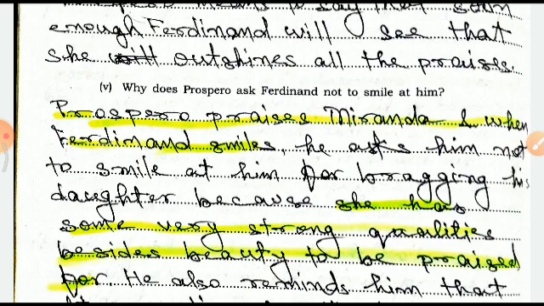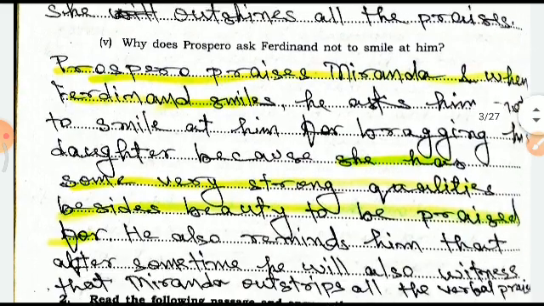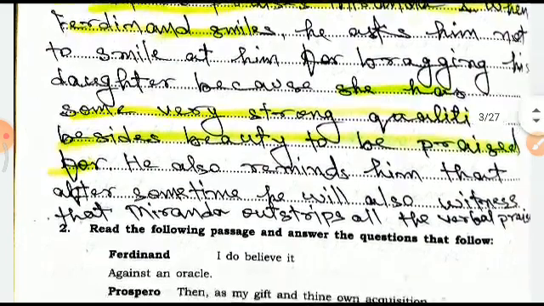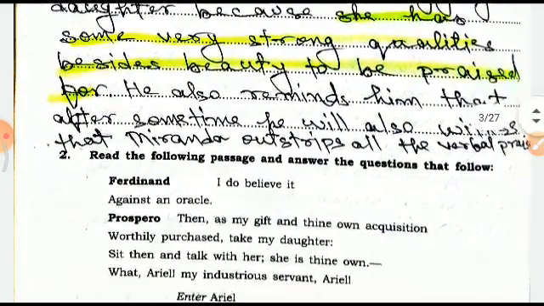and Ferdinand was a little ignorant because he had spent very little time. So Prospero thought that this young boy, despite spending little time, is trying to make fun of the statements about the qualities which Prospero is trying to say. So that is why, right? So there were very strong qualities. He also reminds him that after some time he will also witness the qualities of Miranda, and this is how you need to write the answer, right?